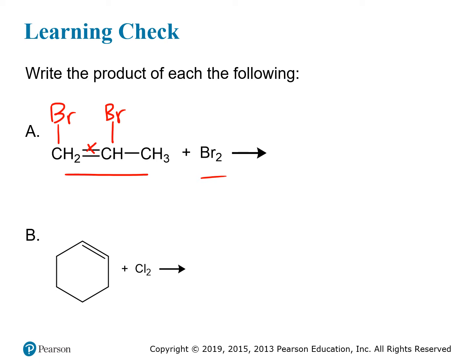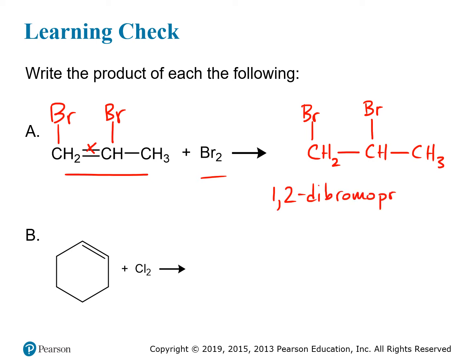So what you end up with is the same essential structure, CH2 bonded to CH, bonded to CH3. We now have a single bond instead of a double bond, and we're not adding any hydrogens in this time, so the hydrogens stay the same. But we are adding a bromine at this carbon and another bromine at this carbon. That's because those are the two carbons that were part of the double bond originally. So the name of this would be 1,2-dibromopropane. So we've still converted an alkene into an alkane, it's just now it has halogen substituents as well.